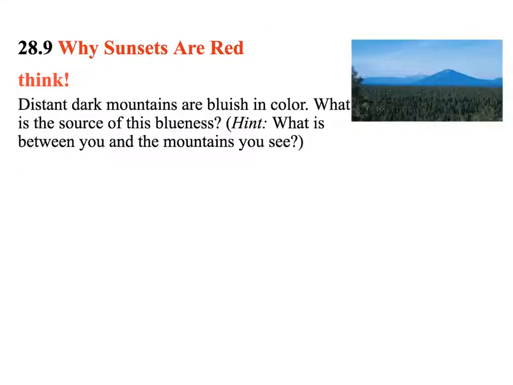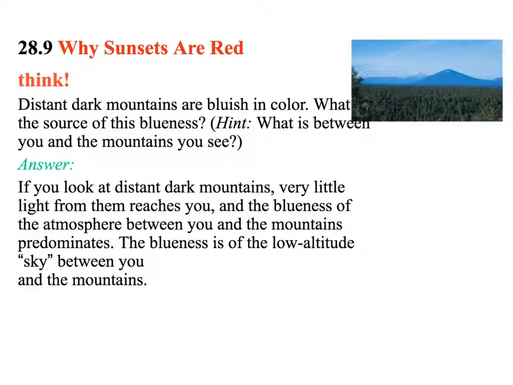So we have distant dark mountains that are bluish in color. What is the source of this blueness? Here's your hint: what is between you and the mountains you see? If you look at distant dark mountains, very little light from them reaches you, and the blueness of the atmosphere between you and the mountains predominates. The blueness is of the low altitude sky between you and the mountains.